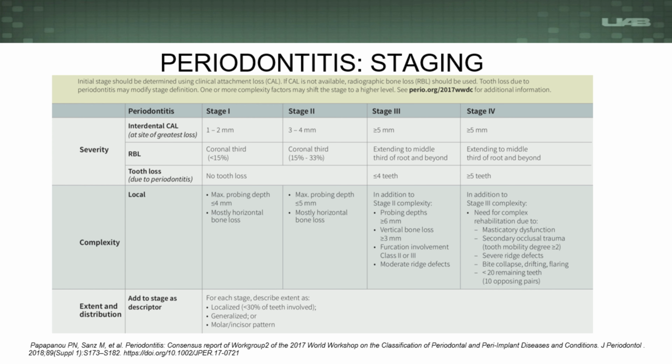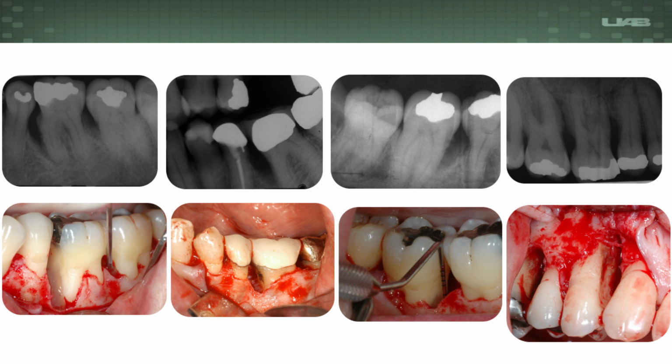So that complexity now becomes difficult to manage, and quite often you need surgical therapy to manage this disease. And if we look, for instance, at vertical bone loss, all these teeth have vertical bone loss, and I've included the surgical pictures here with it. These are challenging to manage with just non-surgical periodontal therapy.